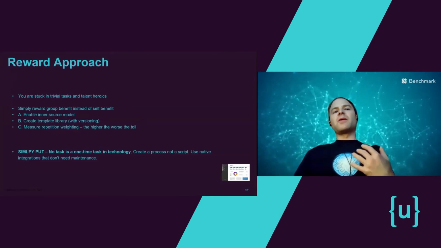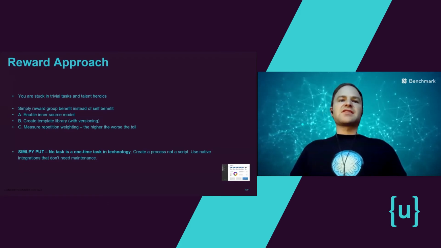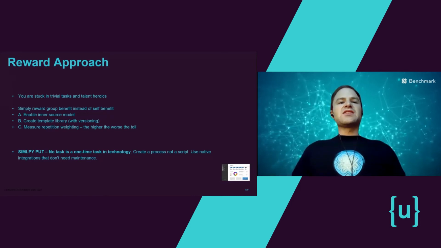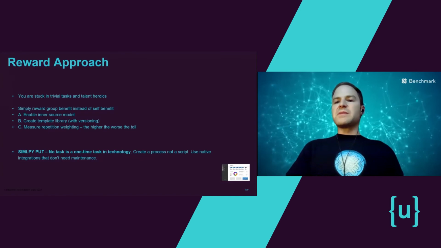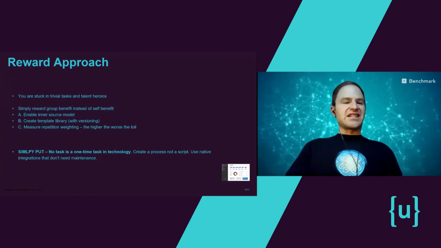Okay, so our approach was reward. If you're stuck in trivial tasks, the Terrible Trivium's got your talent heroics going on, you need to simply reward group benefit instead of self-benefit. Do not reward people for being heroes, right? If you do have a hero, identify them.